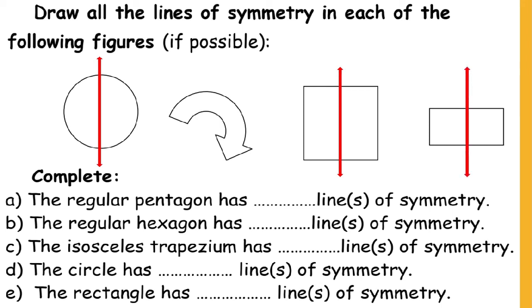Now, complete with me. The regular pentagon has, we said pentagon has 5 sides, so the pentagon has also 5 lines of symmetry. The hexagon has 6 lines of symmetry. The isosceles trapezium has, yes, we said before, the isosceles trapezium has 1 line of symmetry. Now the circle has an infinite number of lines of symmetry, and the rectangle has 2 lines of symmetry.